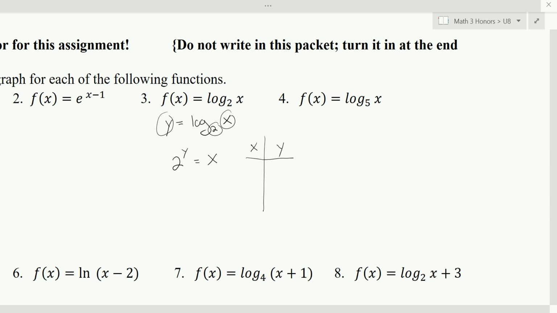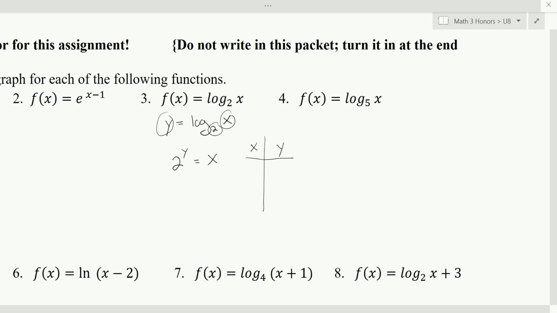Do you remember, I forget which unit it was, but we would switch x and y and solve. When did we do that? What were we looking for? Inverse functions. And logarithms are inverses of exponential functions. And that's what we're seeing. We're seeing the x and y switch here.